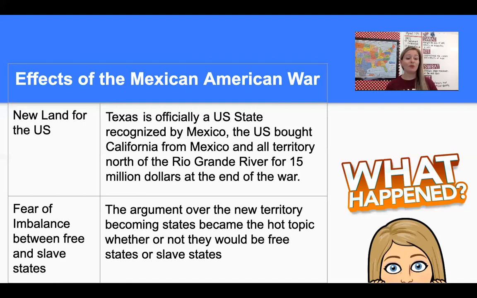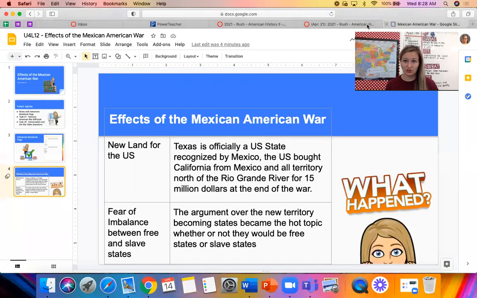How do we keep that balance? Do we make sure that we always have the same number of free states as we have slave states? That stuff just starts adding more and more to that tension, which, obviously, you know what we're leading to, is eventually going to be the eruption of the Civil War. So that's going to be a little bit of the focus of what you're going to be looking at. That's all you've got to do to fill in your interactive notebook page, so make sure that you get that in there.